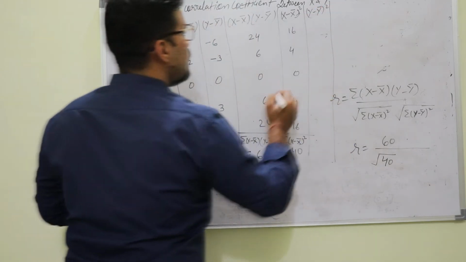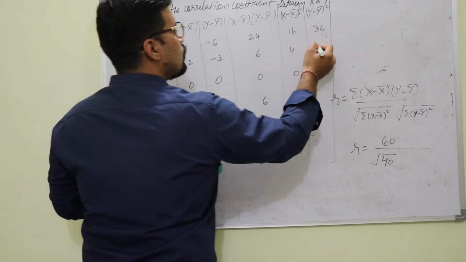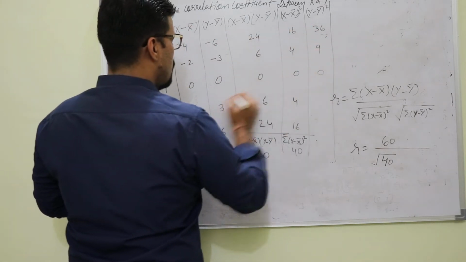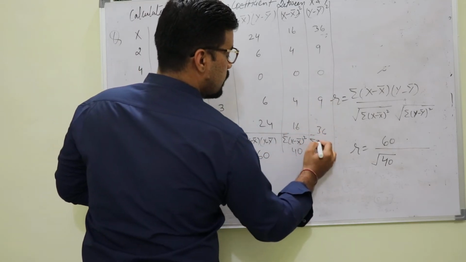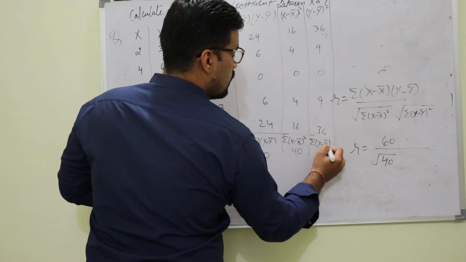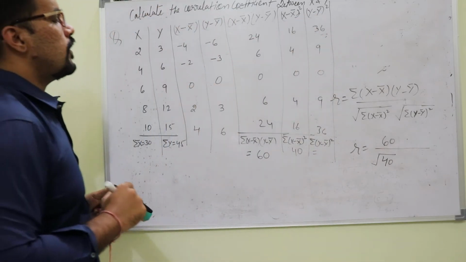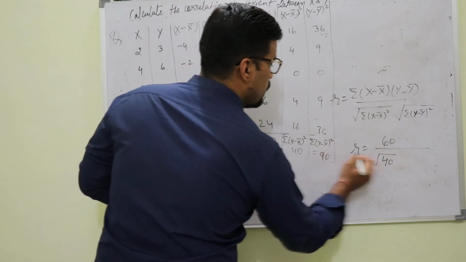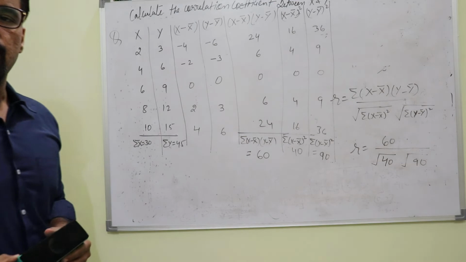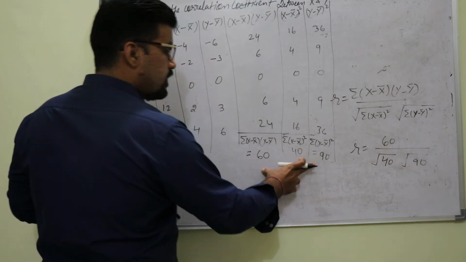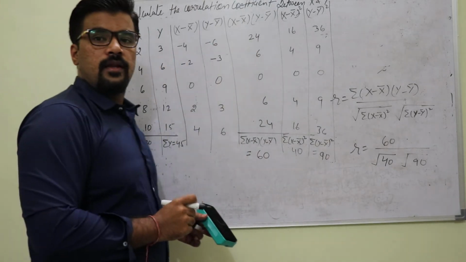Now to calculate y minus y bar square, 6 square is 36, 3 square is 9, 0, 9 and 36. So we'll add it. Sigma y minus y bar square is equal to 45, 45, 90. So we'll get root 90. Okay, so we have all these three values. We just substitute these values into the formula.